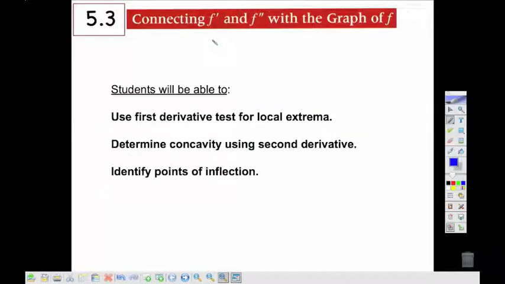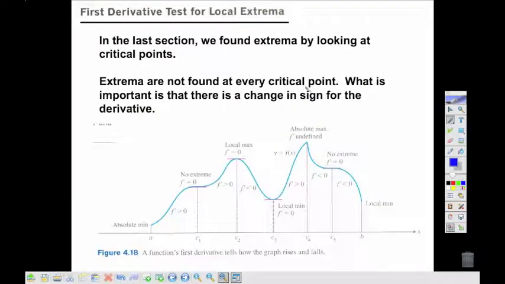In this section, we're going to be connecting the first and second derivative with the graph of f. So this could look at a few things. It could be looking at local extrema. It could be looking at something called concavity, which is talking about how it curves, and then also the points of inflection. So we've already looked at finding extrema by looking at critical points.